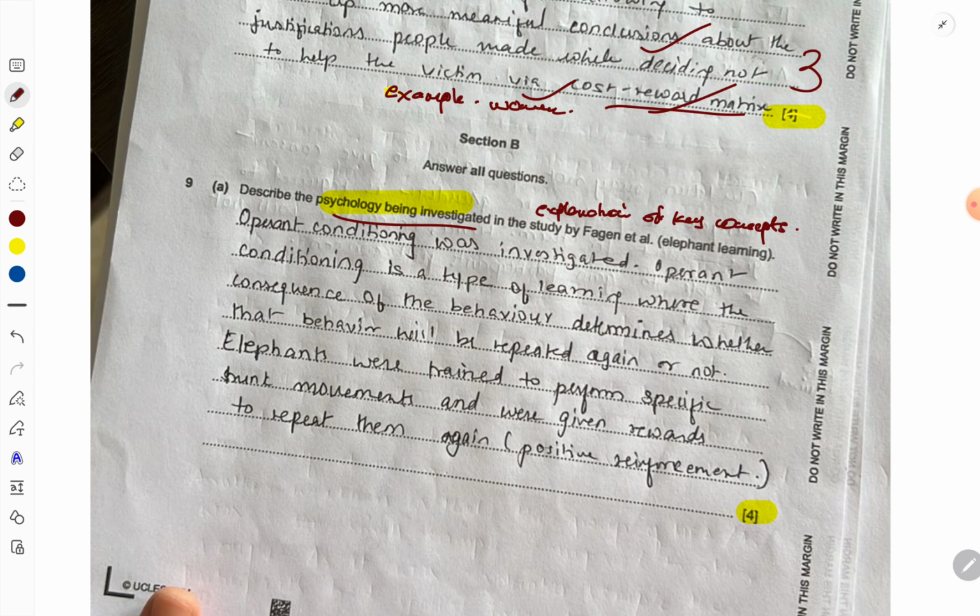So, when it comes to writing this answer, many students, the mistake they will make is to give the aim of the study or to try to link the concepts to the results of the study. They want to know whether you understand the concepts by themselves theoretically, without reference to the procedure of the study, when it comes to psychology being investigated. They do not want linkage to the procedure, or they do not want you to state the aims of the study. That's the first thing.